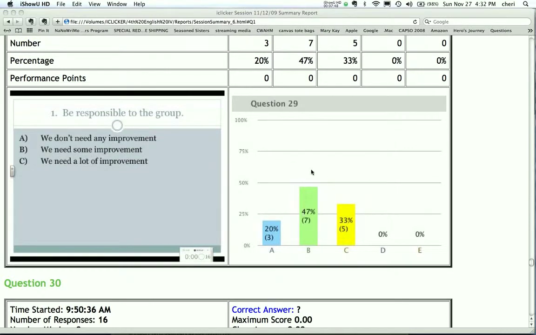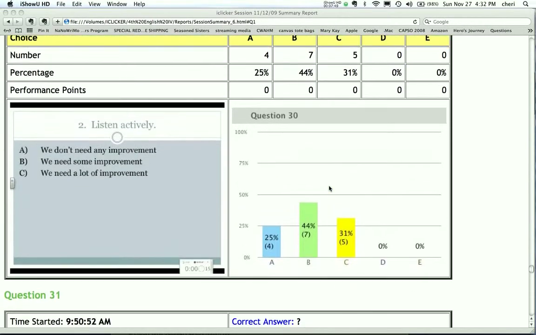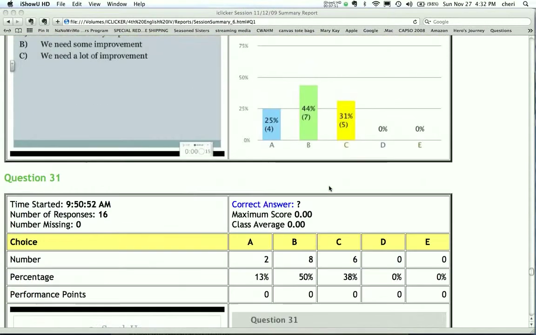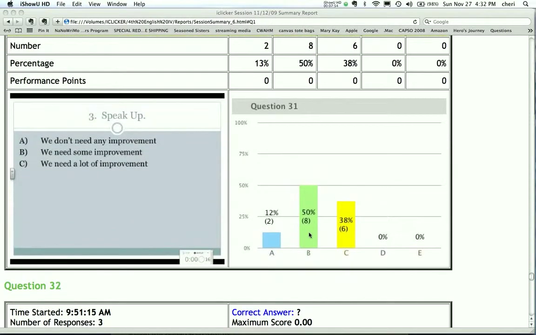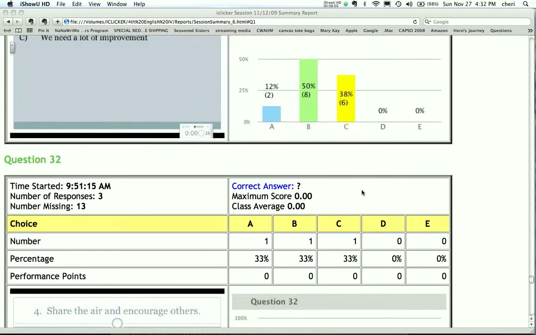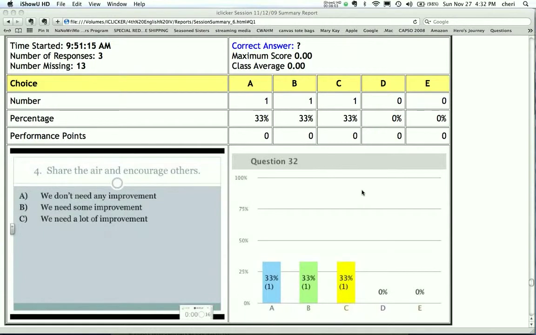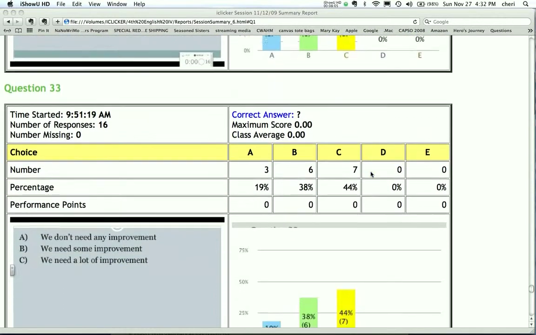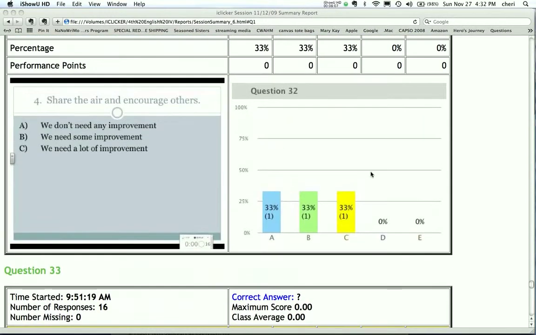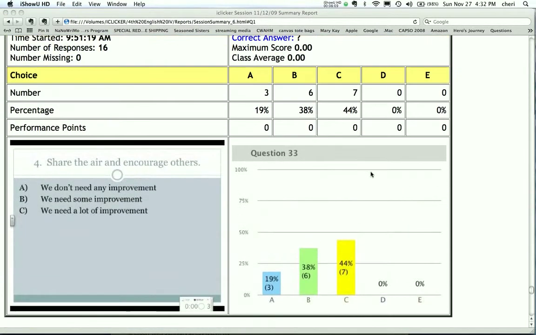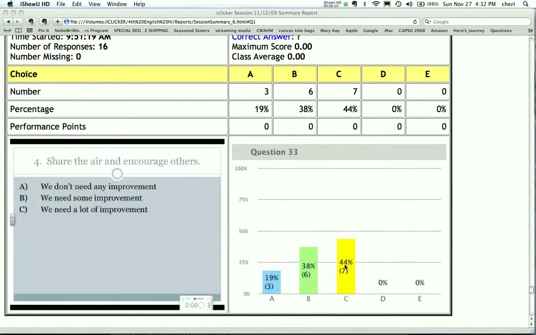Being responsible to the group, they still saw room for growth. Listening actively, kind of the same results. Speaking up, I think this was my class that had quite a few international students in it, and so they recognized that they were struggling to open their mouths. Oh, this one I don't think I got good results. Okay, so here's the question. Share the error and encourage others, and here's probably the results. Okay, here we go. Share the error and encourage others.